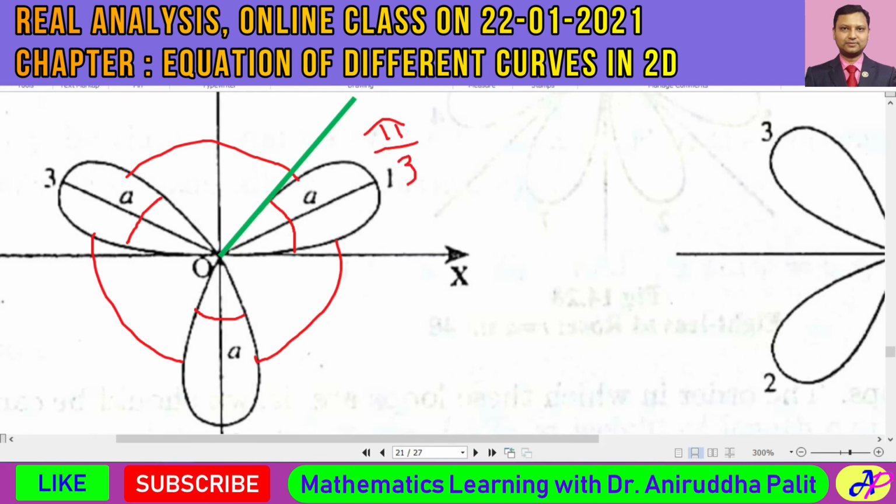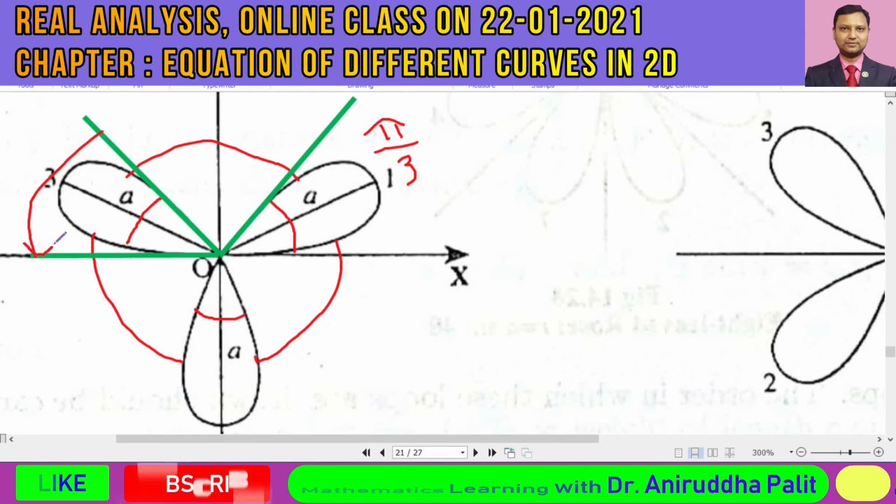So from 0 to pi by 3, then similarly from pi by 3 to 2 pi by 3 we get this much, and then from 2 pi by 3 to pi we have this much angle. Got it? So in this way you will have to remember their range. And then again this much is not present in the curve.